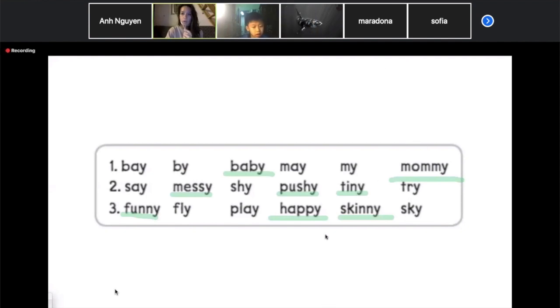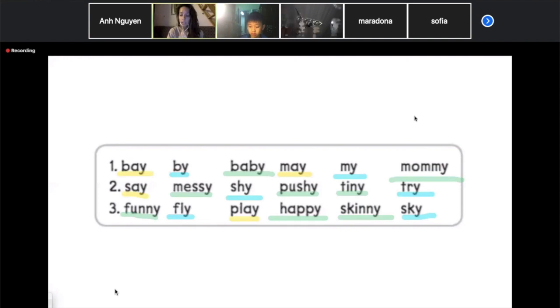Okay, and then we have Y helping to make the long A sound. So that is bay, may, say, play. And so that is where Y helps to make long A. And then we have Y making the long I sound, as in buy, my, shy, try, fly, sky.